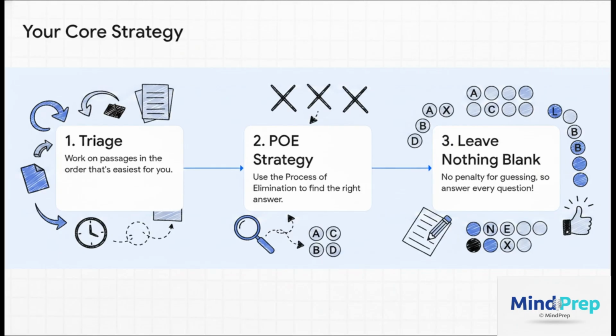Second, the POE, or Process of Elimination strategy. This is huge. It's where you make the multiple choice format work for you. And third, leave nothing blank. Super important. There's no penalty for guessing on the ACT, so every single bubble needs to be filled in. It's a free shot. Why not take it?